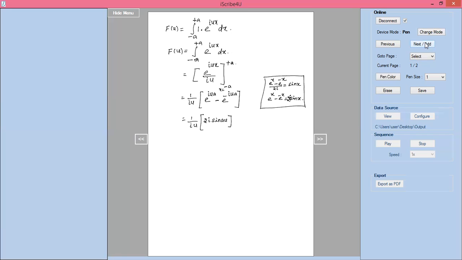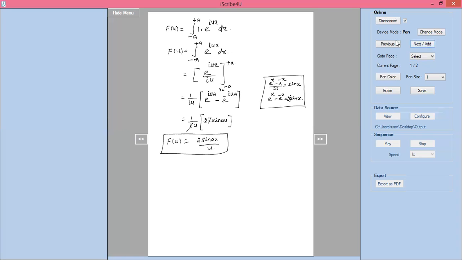In the next step, I will cancel it. Here one i is there, here one i is there. If you cancel that i, you get 2 sin au divided by u. This is nothing but F(u). F(u) is 2 sin au divided by u. Now, the problem does not get over here only.